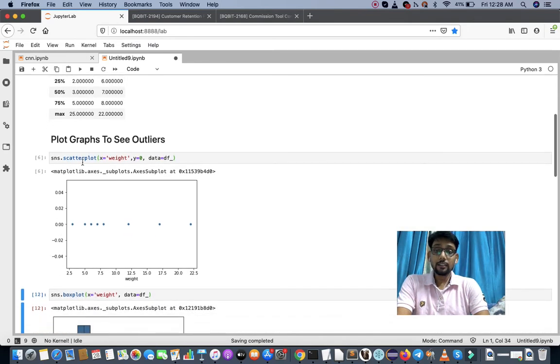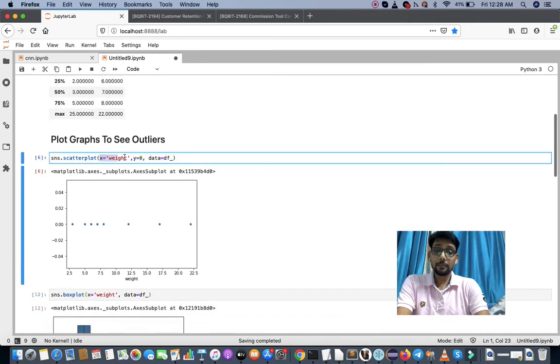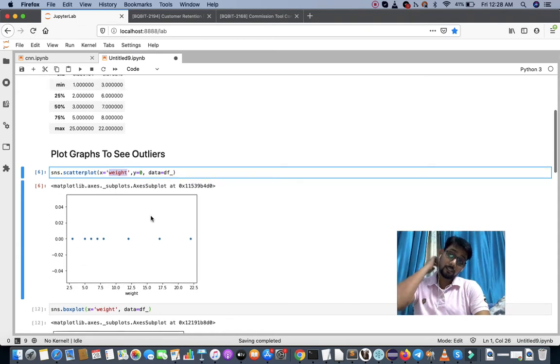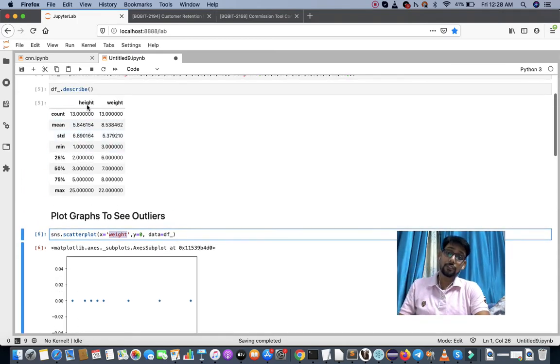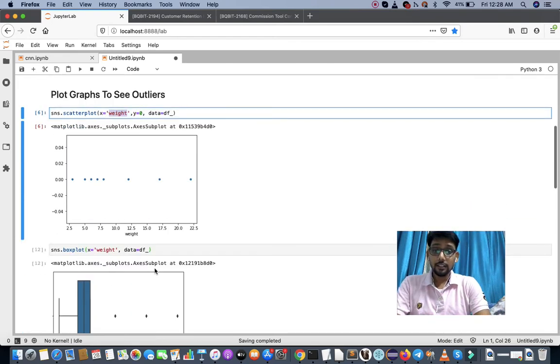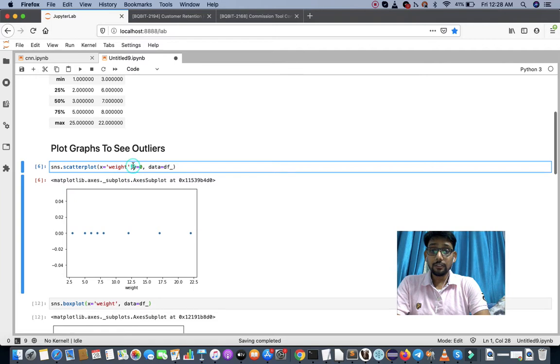So here in the scatter plot I have passed the x axis as weight, right? So these are the weights on the x axis, and on the y axis, because I'm using univariate analysis and wanted to see the outliers inside only heights, I put the y value as 0, and data is the data frame, right?